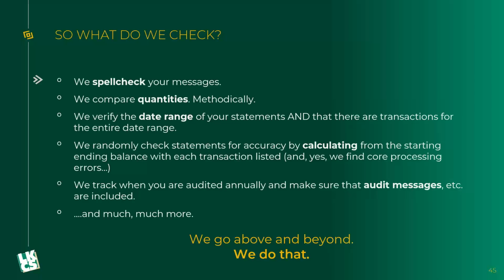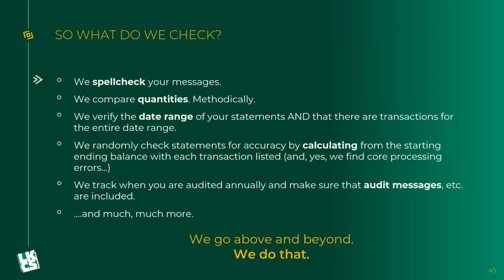So what do we check? Obviously, we check a lot more than this, but just to give you some examples of what we're checking manually, we spell check your messages, and we're not just spell checking, but we're checking them for grammar, right? The messages that you include with your statements. We compare quantities, and we compare them methodically. We're not just looking at the total number of statements you mail. We're comparing statements from month to month and quarter to quarter. We're looking at the number of accounts, the types of accounts.